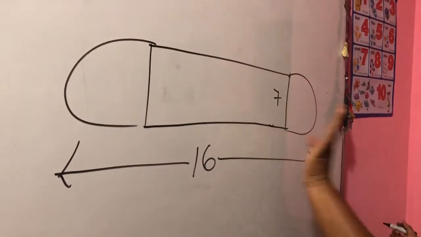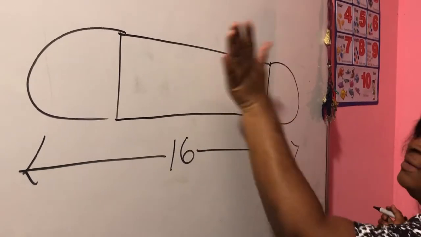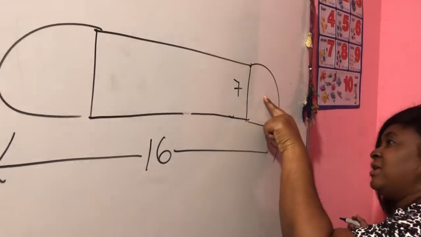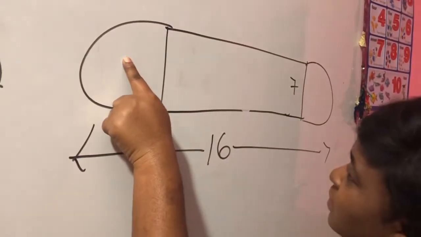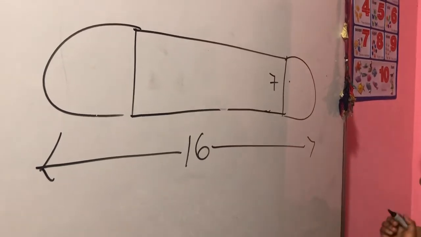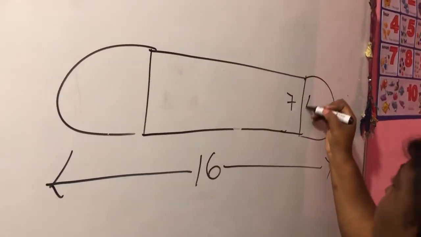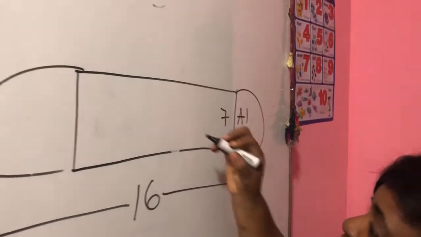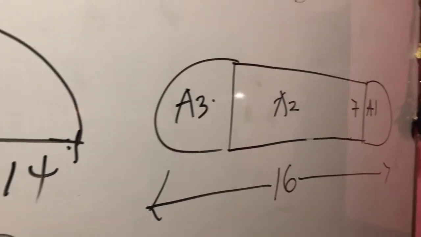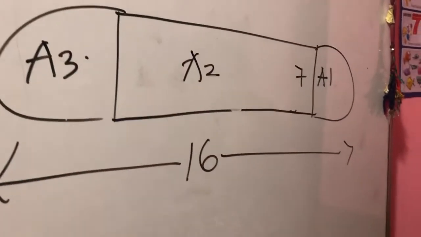What we are supposed to do is find the area of the rectangle, and add it to the area of this semicircle and to the area of this semicircle. Or you can find the area of this semicircle and multiply it by 2, and you get this and this. Or if you want to be on the safe side, you find area 1, area 2, area 3, and you add them.